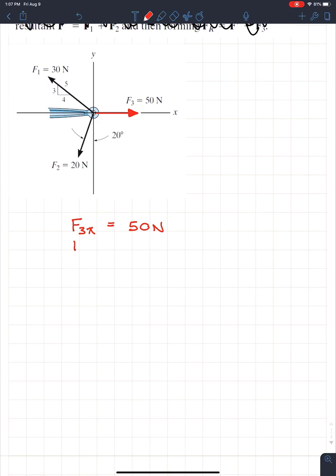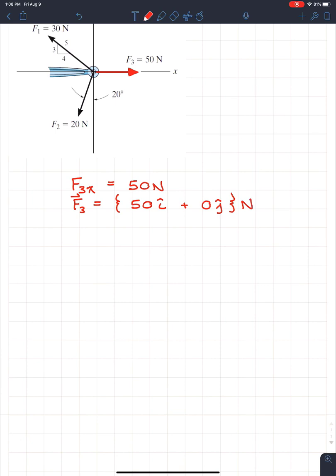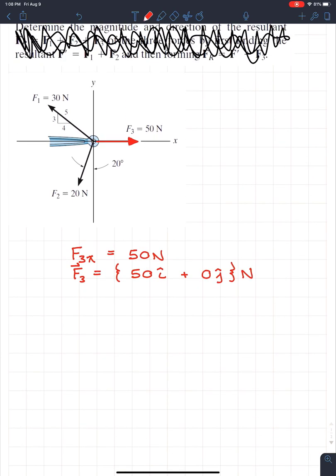So we can write F3 as a vector. Don't forget to put the little hat on. It's going to be equal to, in the squiggly brackets, 50i, and it's plus 50 since we're going with the positive x-axis. And I'm just going to put plus 0j. I like to put 0j just to remind ourselves that we don't have any vertical components. And don't forget at the end, you should always put your units, so it's in newtons. Alrighty. As you guys can see, pretty easy. The other vectors are just as easy, but they do have a little bit more calculations involved.